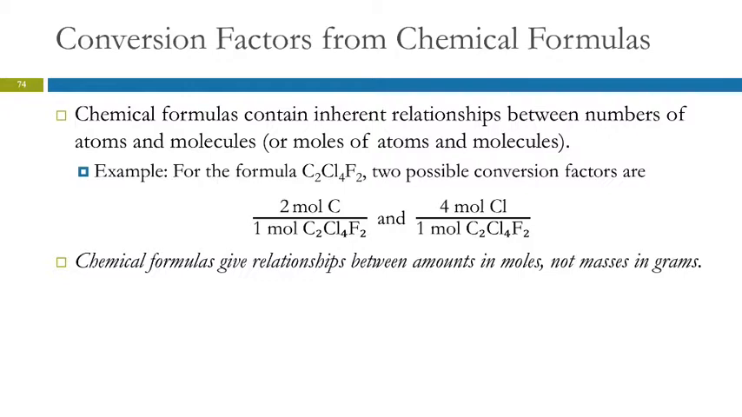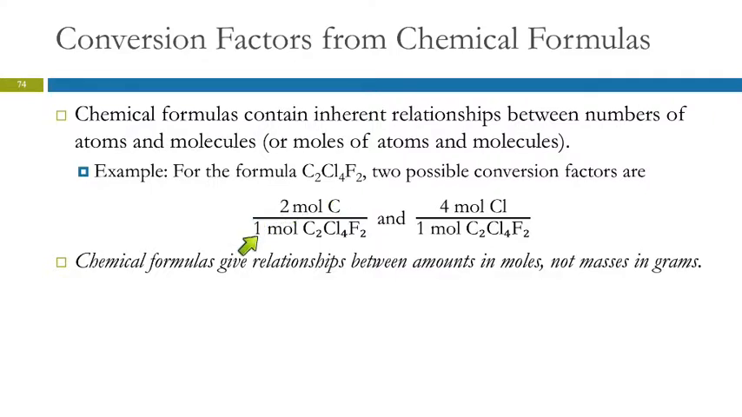So if we look at this formula, which is a Freon, C2Cl4F2. This gives us the ratio of atoms, 2 atoms of carbon to 4 atoms of chlorine to 2 atoms of fluorine. It also gives us the ratio of moles. So in 1 mole of this compound, we have 2 moles of carbon atoms, 4 moles of chlorine atoms, and 2 moles of fluorine atoms.